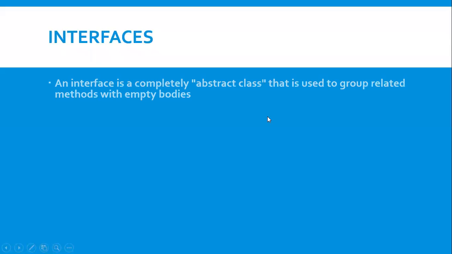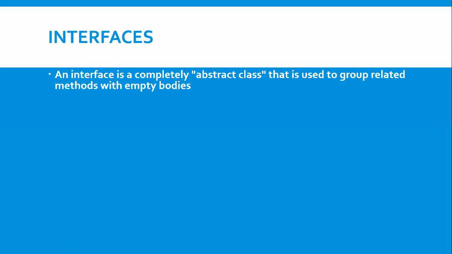So that is about the abstract class. Now let us see what an interface is. Actually, this interface is also called a complete abstract class. What do you mean by complete abstract class? That means it contains only abstract methods. Complete abstract class, it contains only abstract methods.